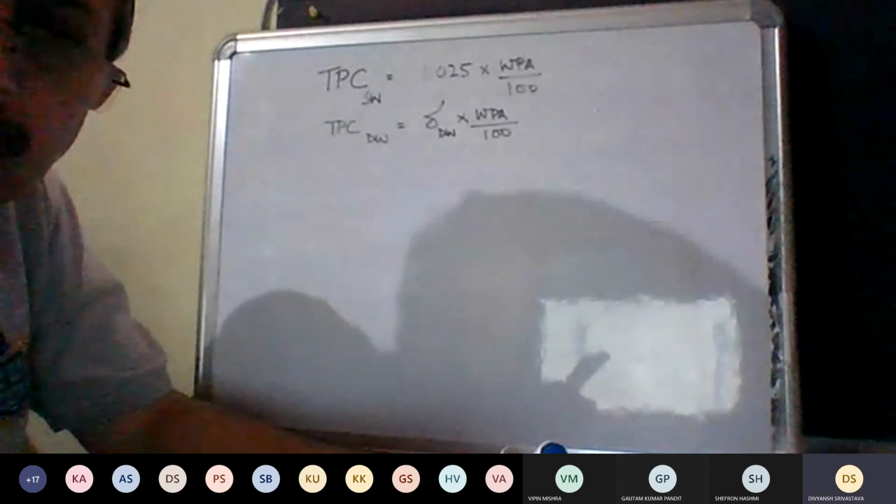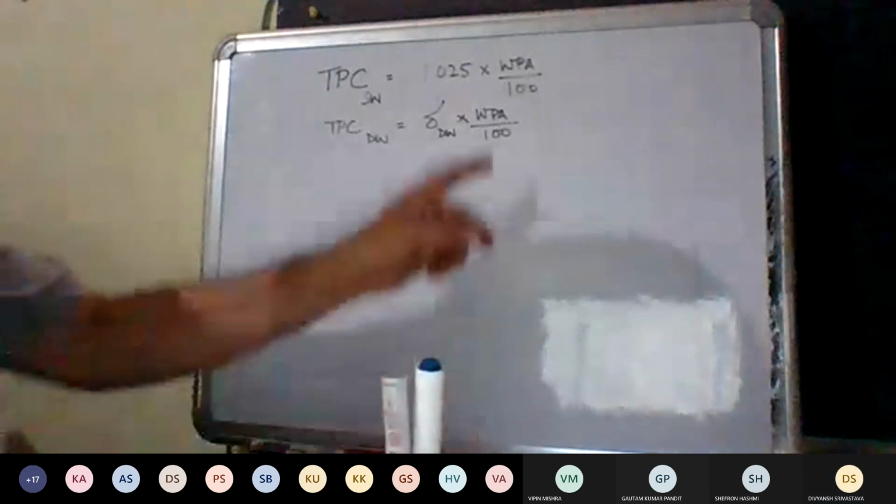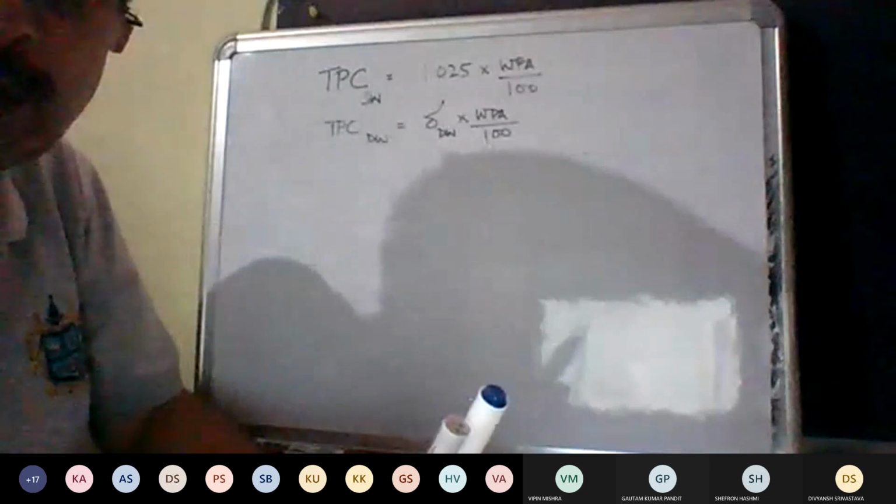What will be the water plane area? Water plane area is the area of the water plane. That means the area at that draft is known as water plane area.